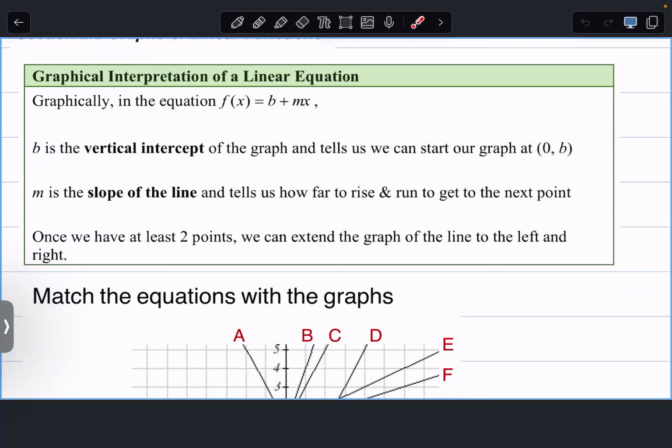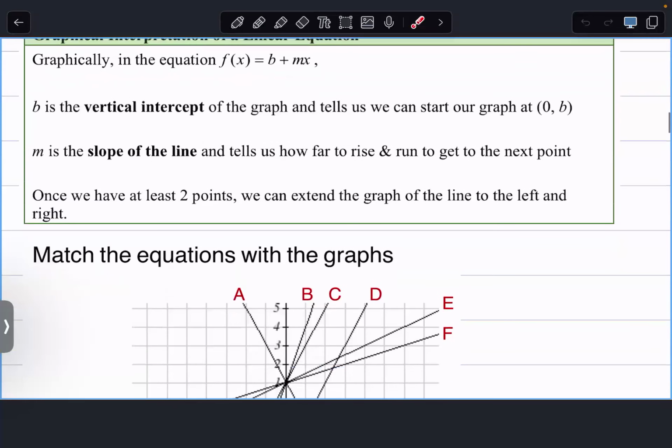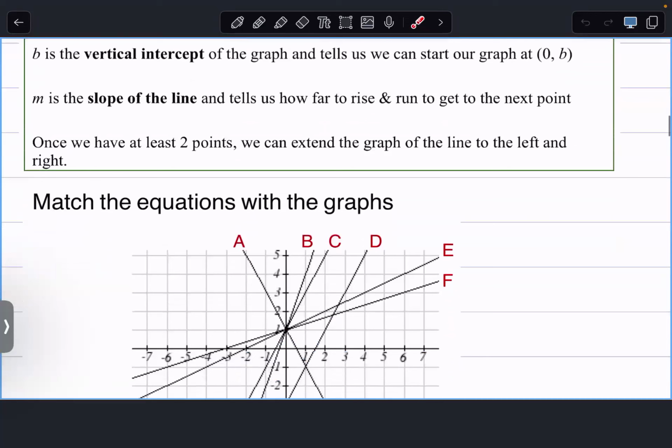Lines keep going forever. But m is the slope of the line, right? It tells us how to get to the next point. Once we have at least 2 points, as we've seen, all we've needed are 2 points on this line. Then we can find the equation of this line and we can draw it. Right? Just need 2 points and then you connect them and extend the line.